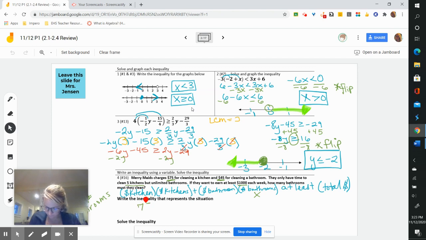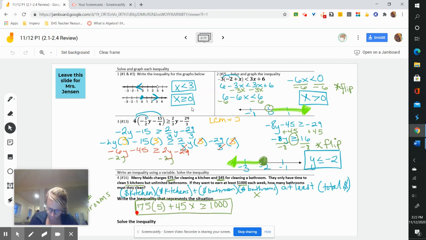$75 for a kitchen. We're cleaning 5 kitchens. $45 for a bathroom. We don't know how many bathrooms we have to clean to earn at least that $1,000. At least, that's greater than or equal to. And they want to earn at least $1,000. So there's our inequality that represents the situation.